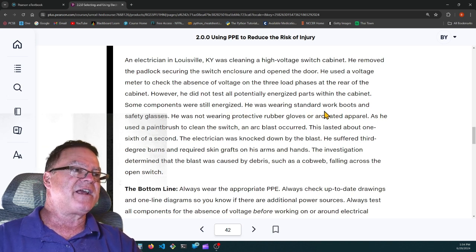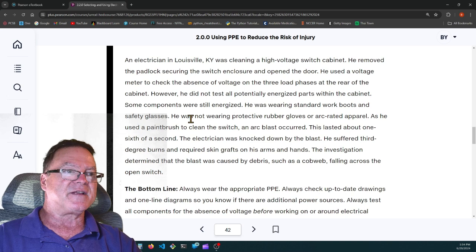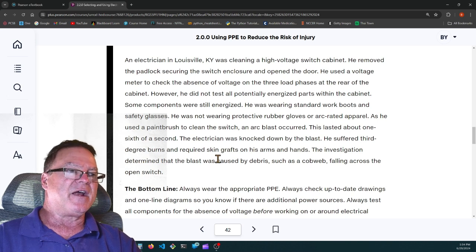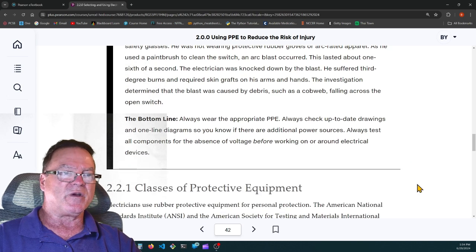He was wearing standard work boots and safety glasses. He was not wearing protective rubber gloves or arc-rated apparel. As he used a paintbrush to clean the switch, an arc blast occurred. This lasted about 1/60th of a second. The electrician was knocked down by the blast. He suffered third-degree burns and required skin grafts on his arms and hands. The investigation determined that the blast was caused by debris such as a cobweb falling across the open switch.